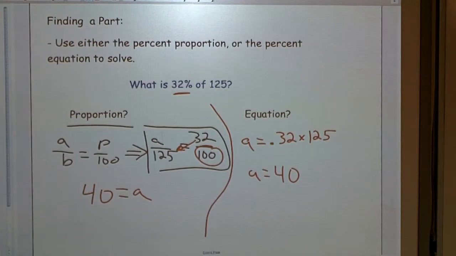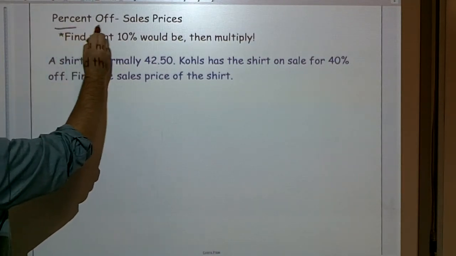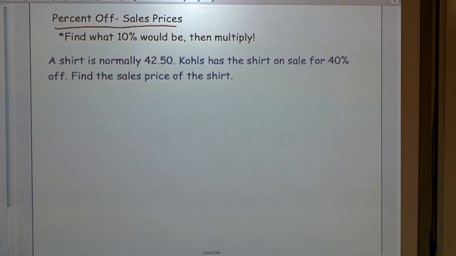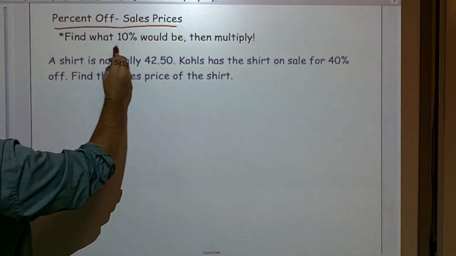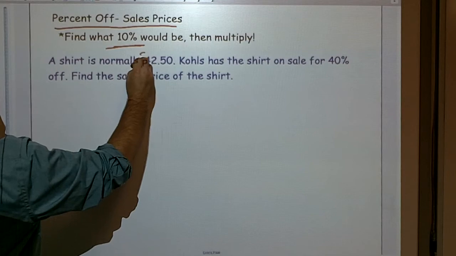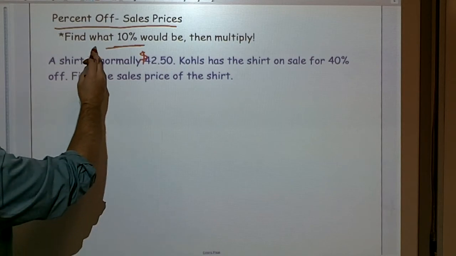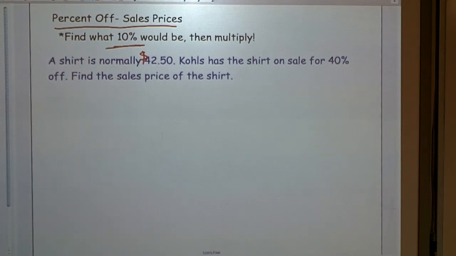Now, I'd mentioned earlier that consumer math is a great place that we see percents. All right? And one case is sales prices, percent off. Okay? And my hint for you guys, whenever you're trying to calculate a sales price, is to find out what 10% of that would be and then multiply. Okay? So a shirt is normally $42.50. Kohl's has that same shirt on sale for 40% off, and we're asked to find the sales price of the shirt. Okay? So again, I'm asking you to find what 10% of $42.50 would be.